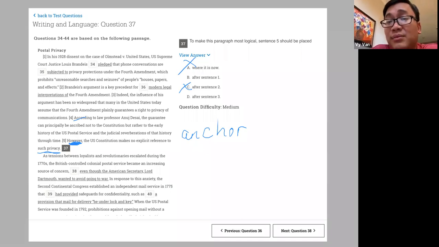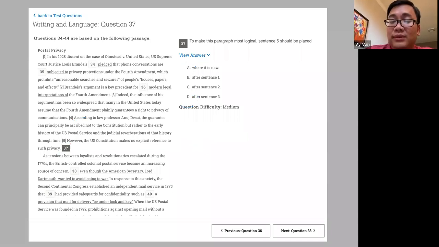Let's look at sentence 3: "Indeed, the influence of his argument has been so widespread that many in the United States today assume that the Fourth Amendment plainly guarantees a right to privacy of communications." And let's read this: "However, the U.S. Constitution makes no explicit reference to such privacy." Well, this follows very nicely here. I know the answer is D.